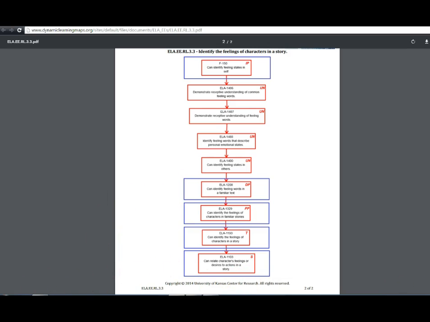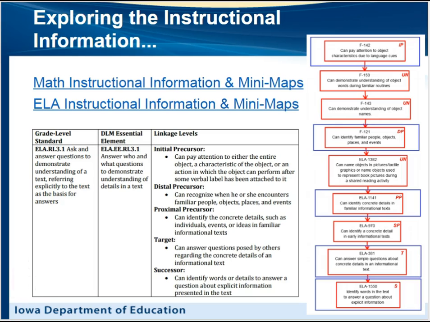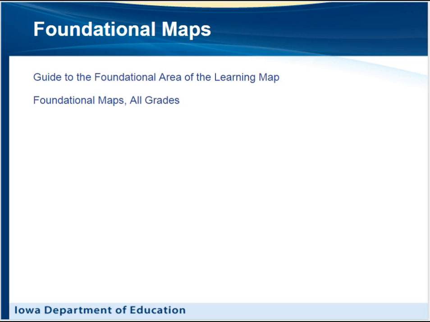So those are the mini-maps from DLM. Remember that not only will you get them when you plan your instruction in the DLM portal, but they are available on the DLM site at any time. I took you on a brief tour showing you where the ELA ones were located, and just remember that the math mini-maps are available just as well. Now I want to take a couple minutes just to look at the foundational maps and give you a sense of what those mean.